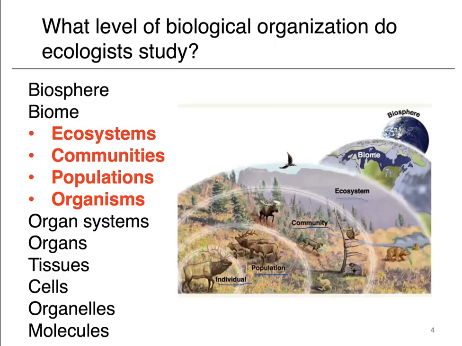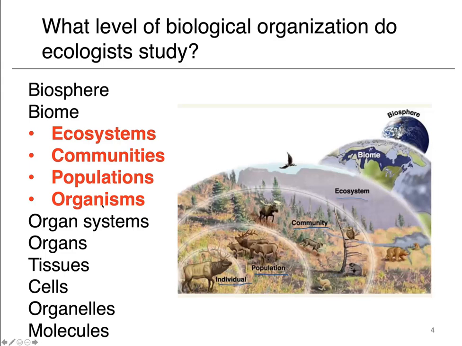And when we talk about the level of organization that ecologists study, getting back to the big picture of what ecology is about, if we look at the major scales for the organization of organisms or biology, we can go from molecules to organelles to cells to tissues to organs up to organ systems, all the way up to the biosphere, which is the entire planet Earth. And what ecologists study is really these three red areas.